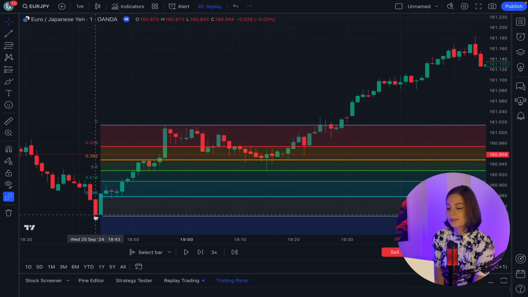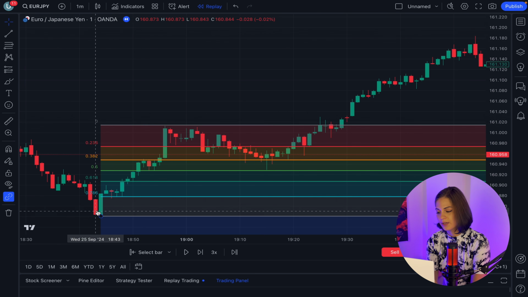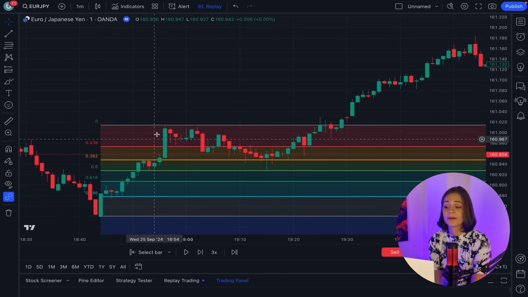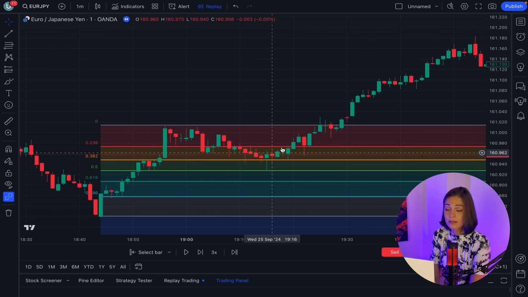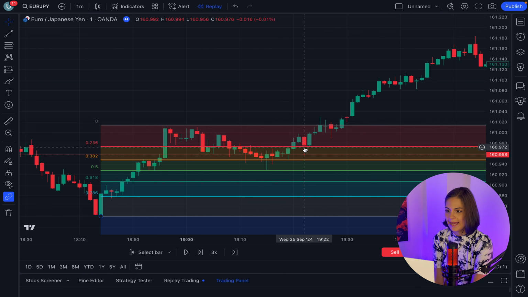The same goes for using Fibonacci with an uptrend. For example, right here we connect our swing low with our swing high, and we see that the price is reacting to the level of 0.38, so 38%, and the price is moving upwards.